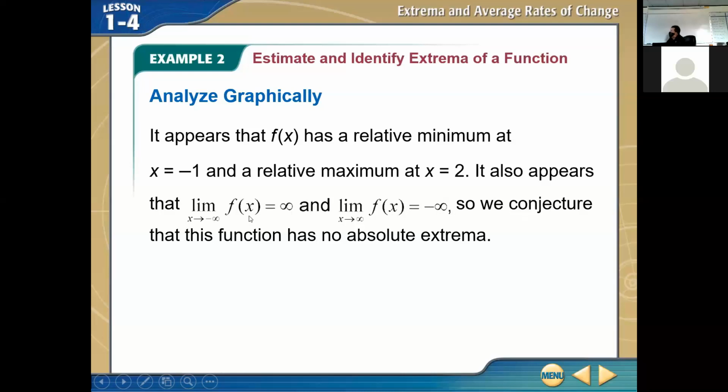So we can conjecture that this function has no absolute extremum, or no absolute maximum or no absolute minimum. That's because, once again, our left tail continues to go up and our right tail continues to go down. So we want to build a table around -1 and 2 to support that we have a relative maximum and a relative minimum.